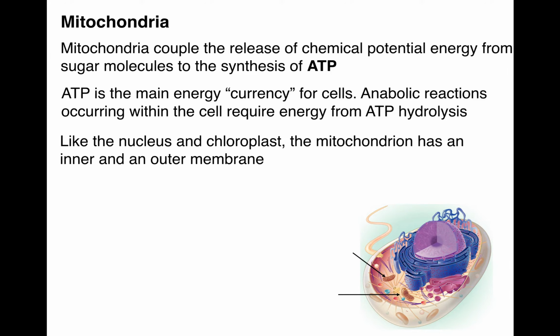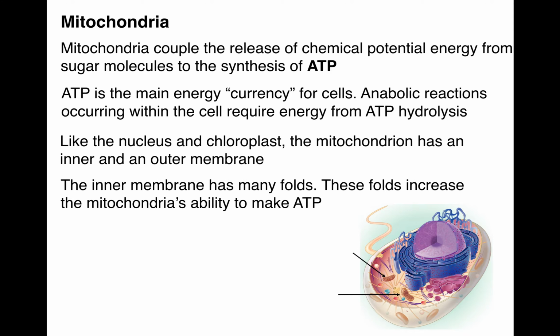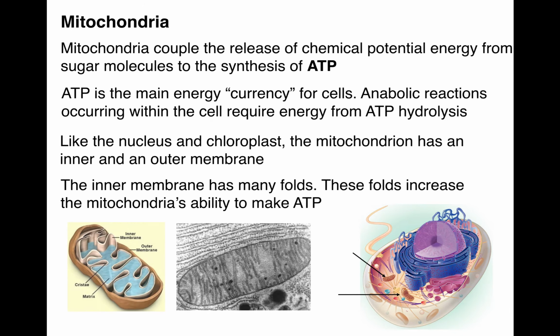In terms of structure, much like the nucleus and the chloroplast, the mitochondrion has an inner and an outer membrane and is the product of endosymbiosis that we've seen earlier. If you were to look at the inner membrane of the mitochondrion, it has many, many folds. These folds are going to increase the surface area available to synthesize ATP within the organelle.